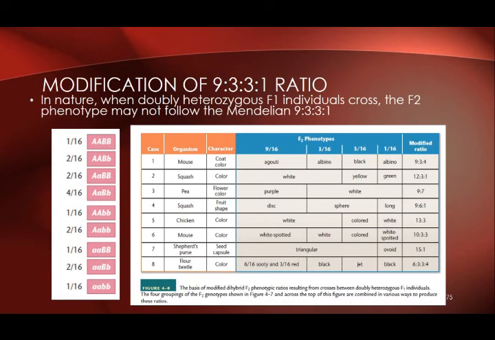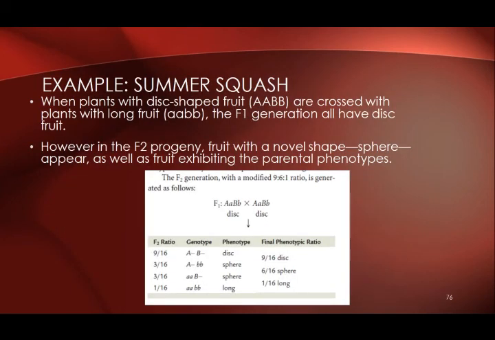Because in nature, some of the alleles interact in different ways, not just like Mendel's dominant and recessive. Some of them can actually bring out new possible phenotypes. For example, summer squash. If you cross a plant with disc-shaped fruit, big A, big A, big B, big B, with a plant with long fruit, small a, small a, small b, small b, every generation will all be disc fruit. That means A and B are actually dominant, but in the F2 progeny, fruit with a new shape, sphere, round like a ball, appear as well as fruit exhibiting the parental phenotypes.